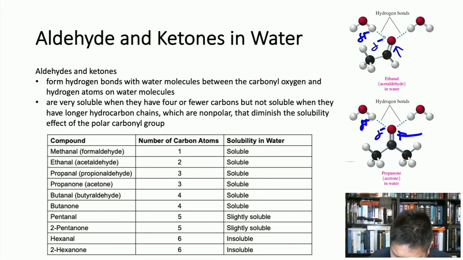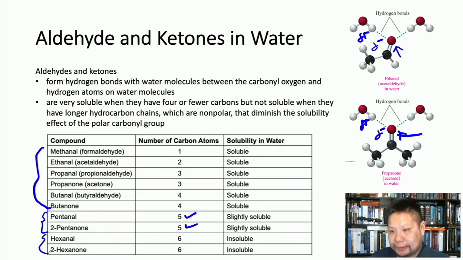The more carbons you have, like we get to right here, the more difficult it is for the ketone or aldehyde to dissolve in water. They become slightly soluble. So all the way up to butanone or butanal, they're fully soluble in water. But once you get to pentanal or 2-pentanone, that's when they become slightly soluble. Hexanal and 2-hexanone are completely insoluble in water.